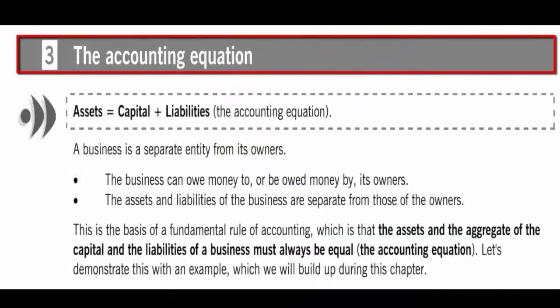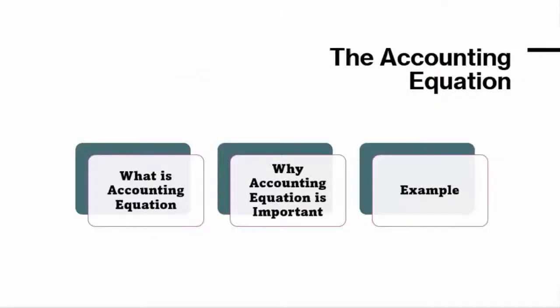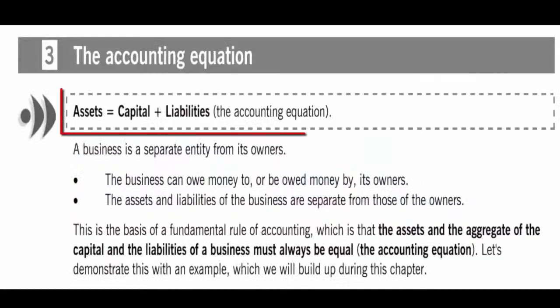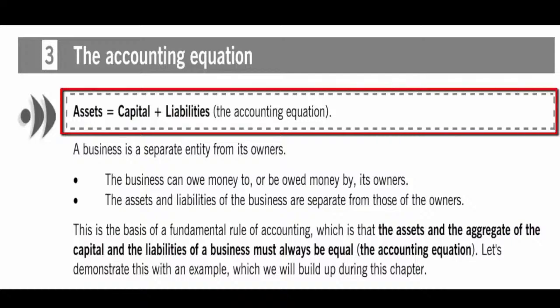The accounting equation, a fundamental rule of accounting. The accounting equation is a basic rule that helps us understand the financial position of a business. This equation shows the relationship between what a business owns and what it owes. Here's the equation written out fully. Assets equals capital plus liabilities.